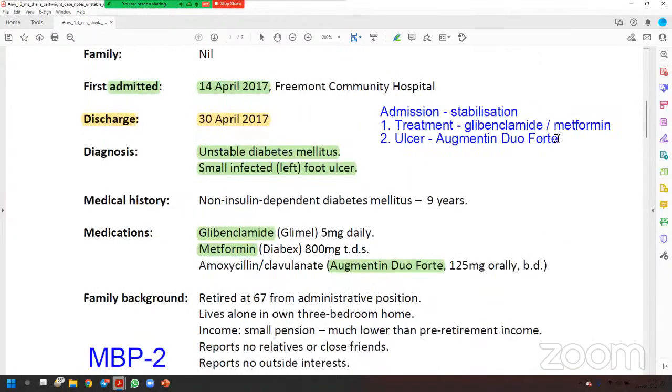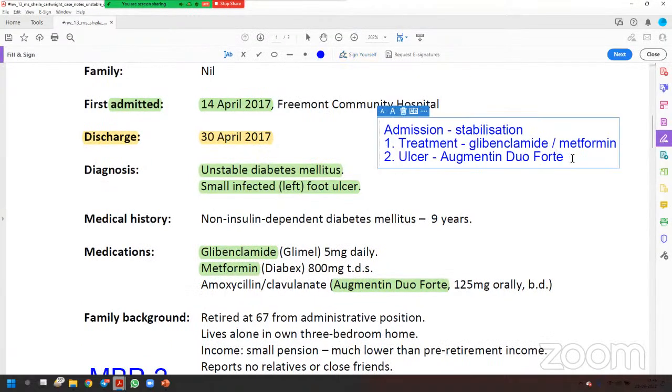Okay, third sentence, continuation of this one. Third sentence, continuation. So review of the same, that is Augmentin Duofort. At the end of the course, review at the end of the course. And fourth one, review at the end of the course.